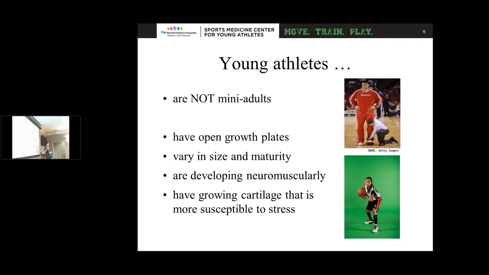And we have to address that. We can't just take every patient that comes in and say, here's what you're going to do to be successful. Okay? Everyone's a little different in how they're growing. Everyone's still developing their neuromuscular system, okay? How the brain and the muscles interact with each other. And then this young athlete also has growing cartilage, and it's more susceptible to stresses. So these are some of the reasons why we exist as a center, the Sports Medicine Center.